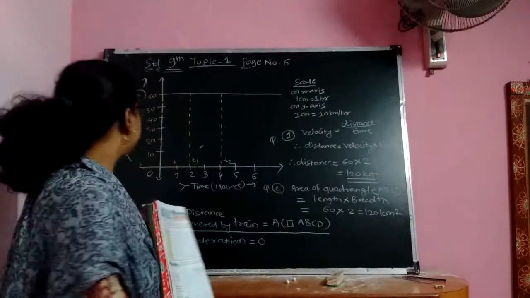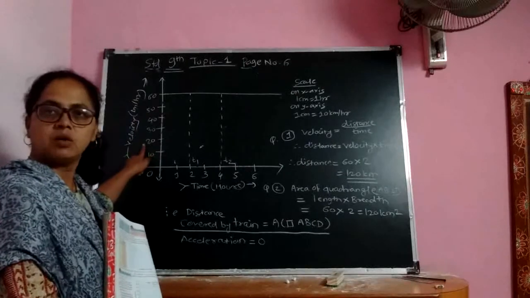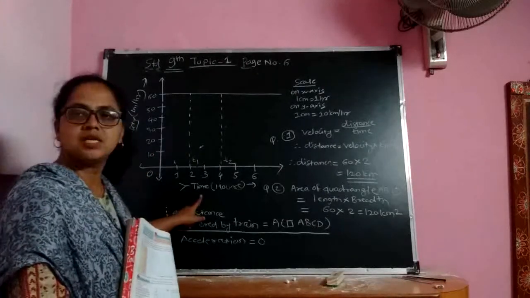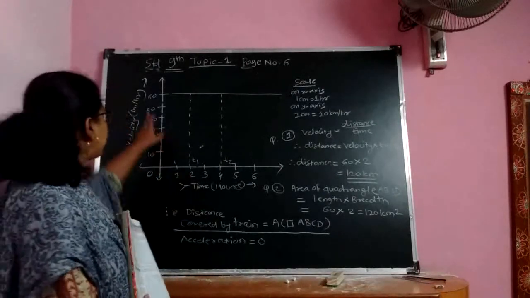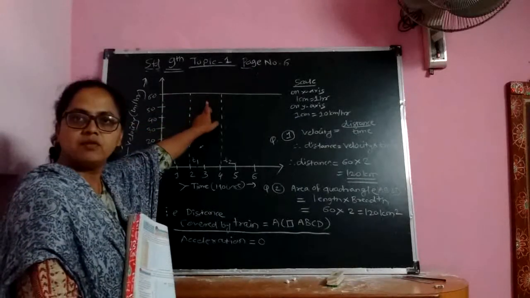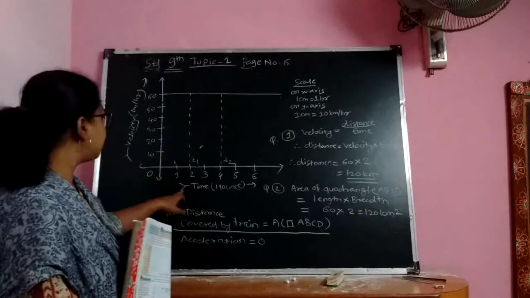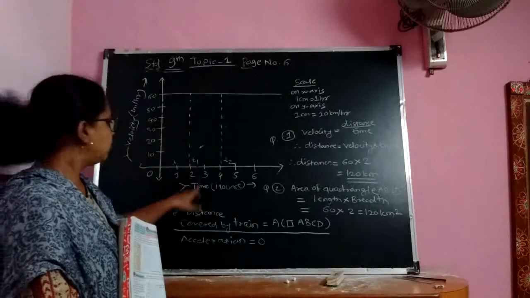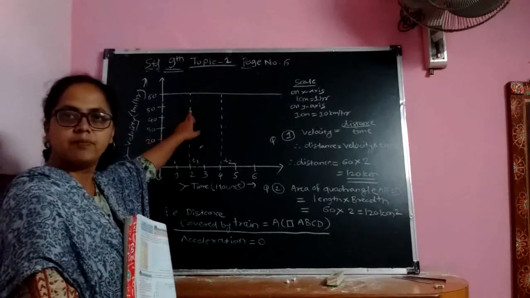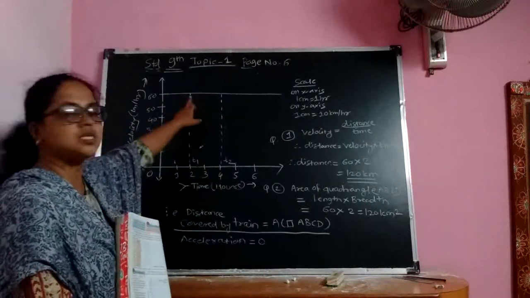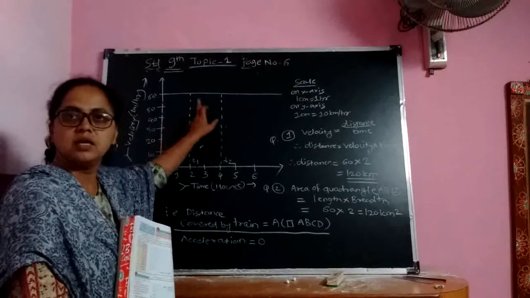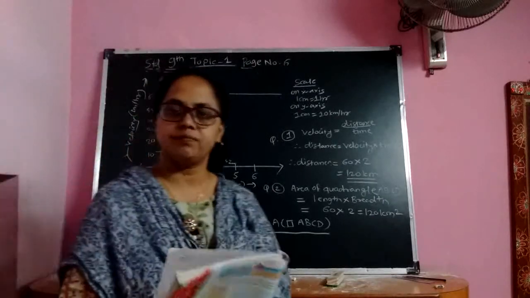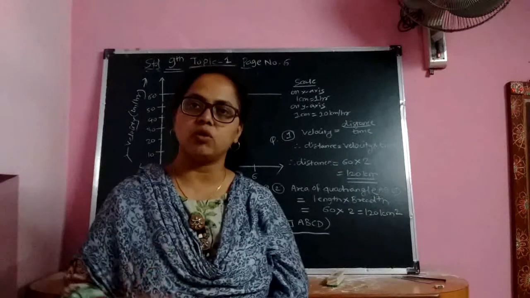You can see here velocity is present on the y-axis and time is present on the x-axis. And you can see here the velocity is constant. That is, for the first hour velocity is 60 km per hour, for the second hour velocity is 60 km per hour, for the third hour velocity is 60 km per hour. That is, velocity does not change. That is, this is uniform motion of the train.